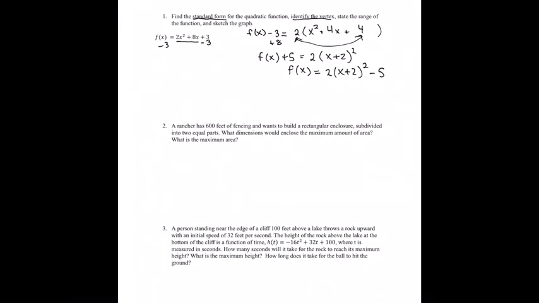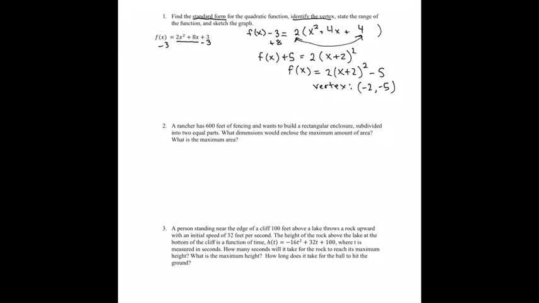Now that it's in standard form like this, we can state the vertex as the value of those 2 values right there. And since it's plus 2, it's going to move 2 to the left, so the vertex is negative 2, comma negative 5.